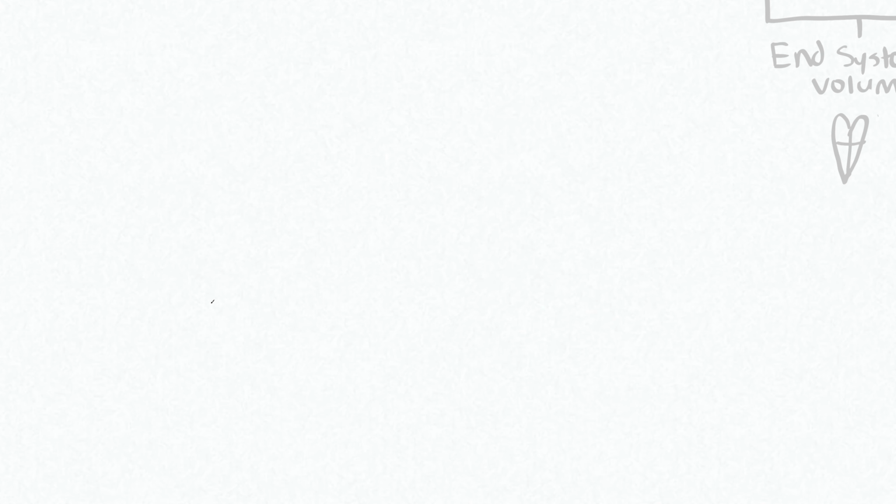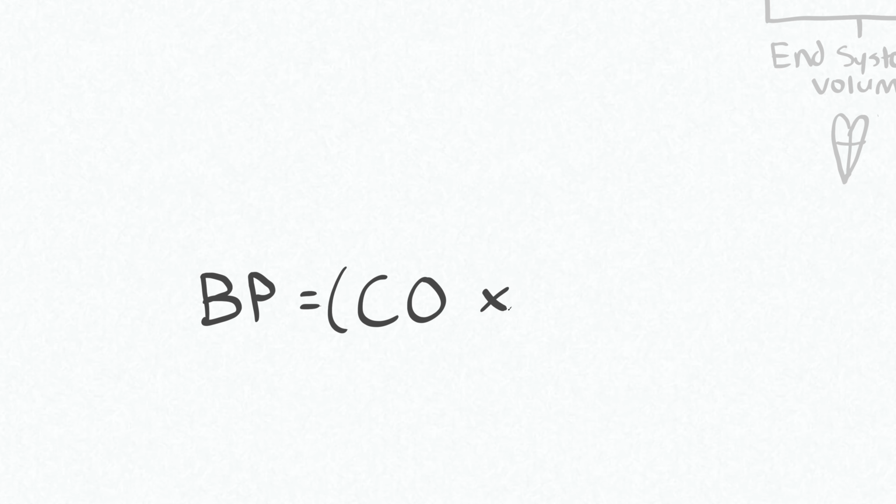We're going to spend some time talking about the heart and the circulatory system. And I want to center this discussion originally around the determinants of your blood pressure. So your blood pressure is equal to your cardiac output times your systemic vascular resistance. This is your standard pressure equals flow times resistance type of formula.